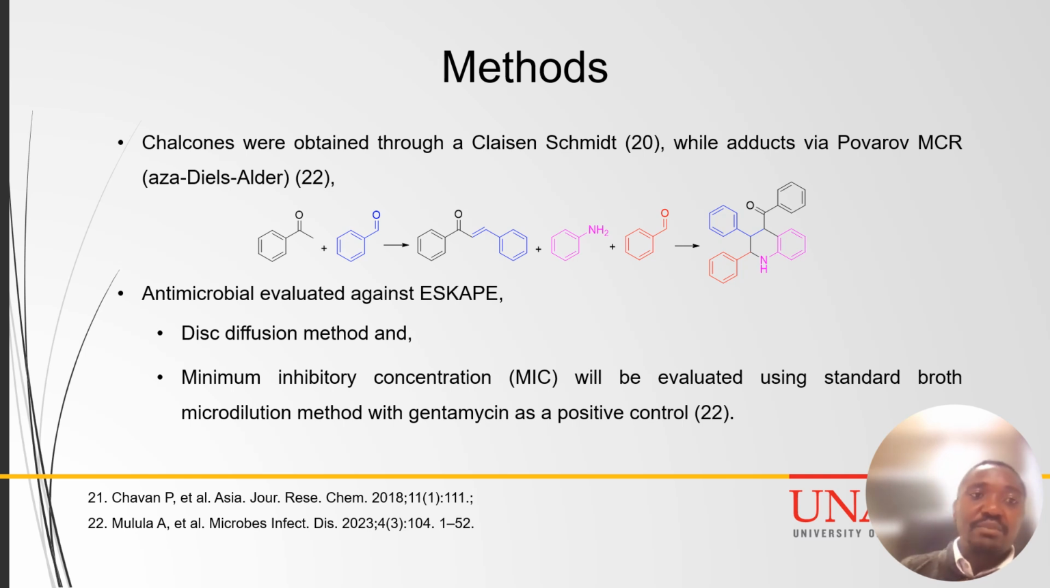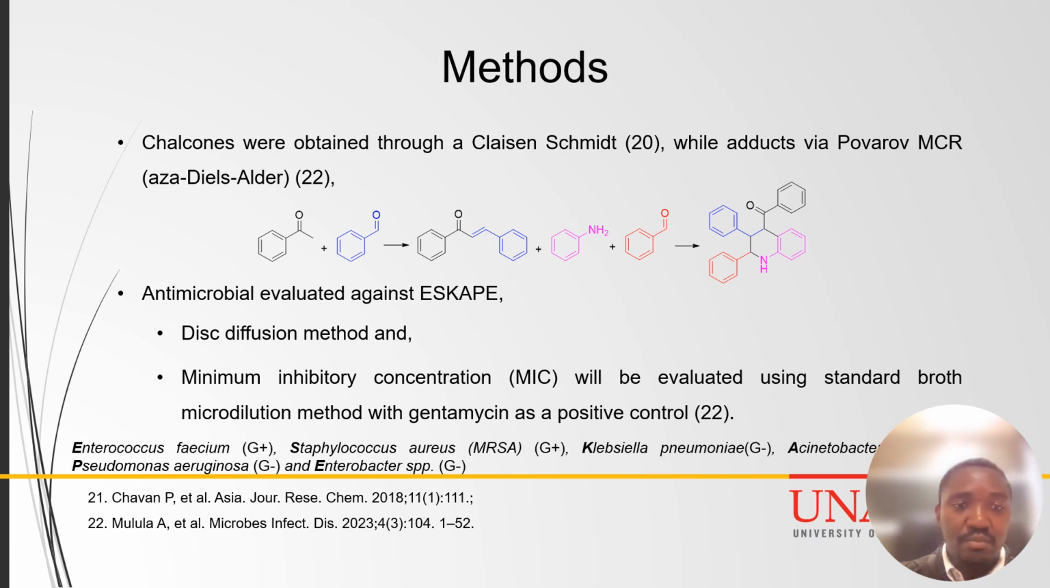And then in terms of the antimicrobial, it will be tested against the ESKAPE pathogens. And these ESKAPE pathogens include both gram-negative as well as gram-positive bacteria. And these bacteria are shortlisted by WHO as a high priority because of antimicrobial resistance and because of the lack of drugs that can be used to treat these bacterial species. So the antimicrobial activity will be done using the diffusion method as well as the MIC, and the MIC will be evaluated using the standard broth microdilution method using gentamicin as a positive control.